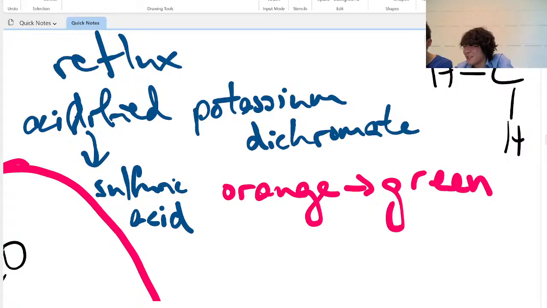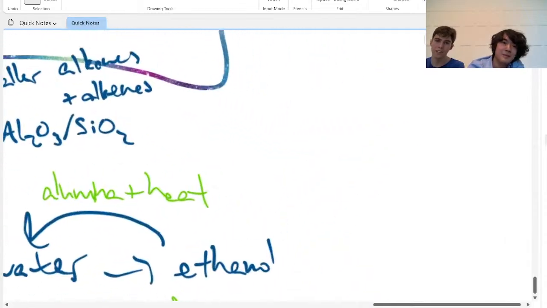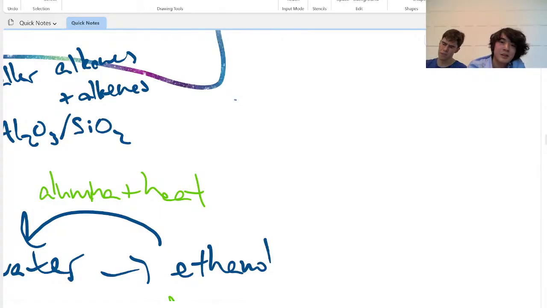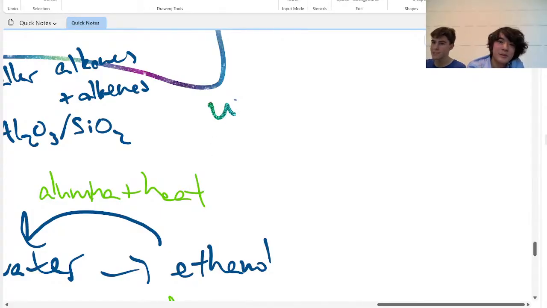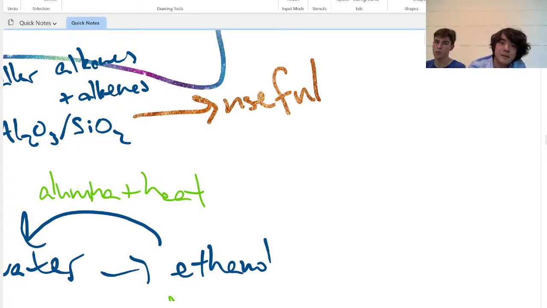Why is cracking useful? This usually is a long marker, usually 5 marks. So it produces shorter alkanes. Shorter alkanes are better because the shorter the alkane, the more flammable it is, so it's a better fuel. They often like you talking about how shorter alkanes are more in demand than longer ones as well.